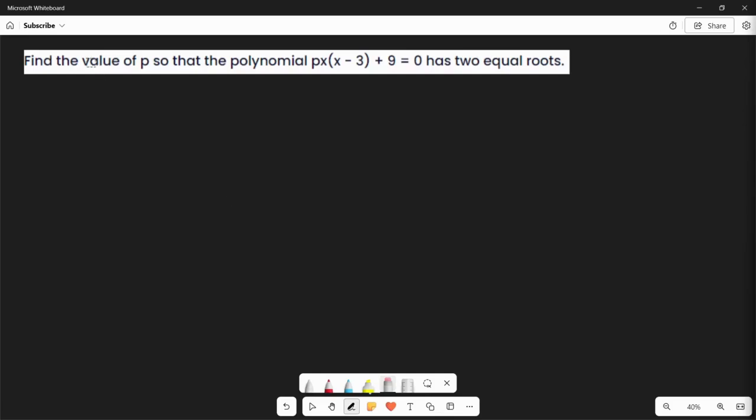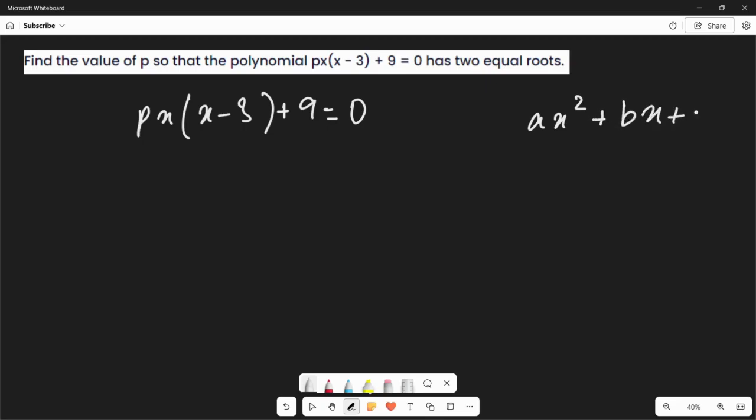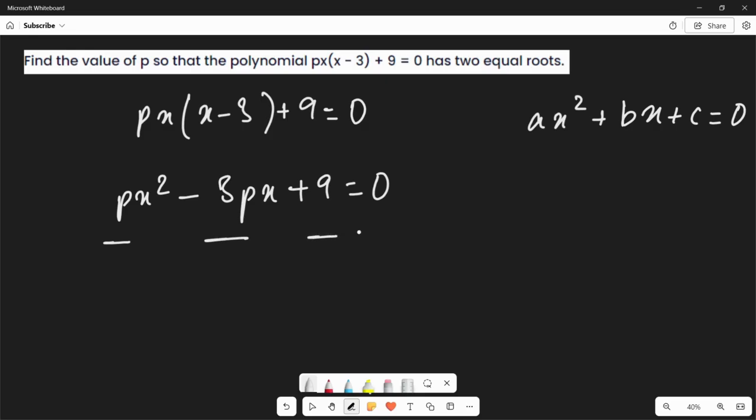So now moving to another important question from the chapter polynomials. Find the value of p so that the polynomial px into x minus 3 plus 9 is equal to 0 has two equal roots. First let us represent the given polynomial in the general form of polynomials, that is ax square plus bx plus c is equal to 0. So this becomes px square minus 3px plus 9. From this we can say that a is equal to p, b is equal to minus 3p, and c is equal to 9.